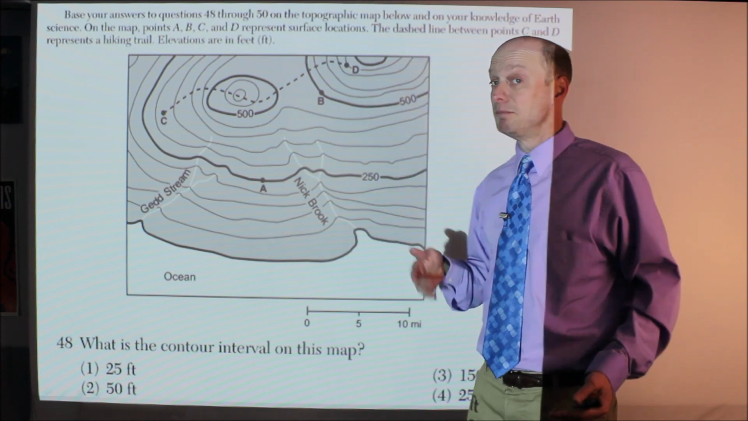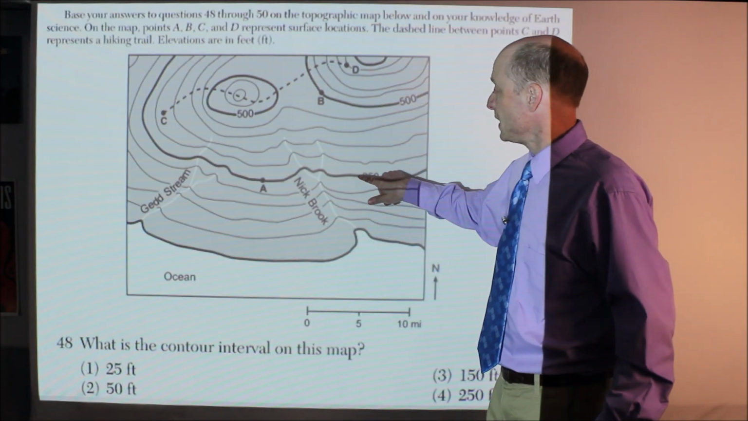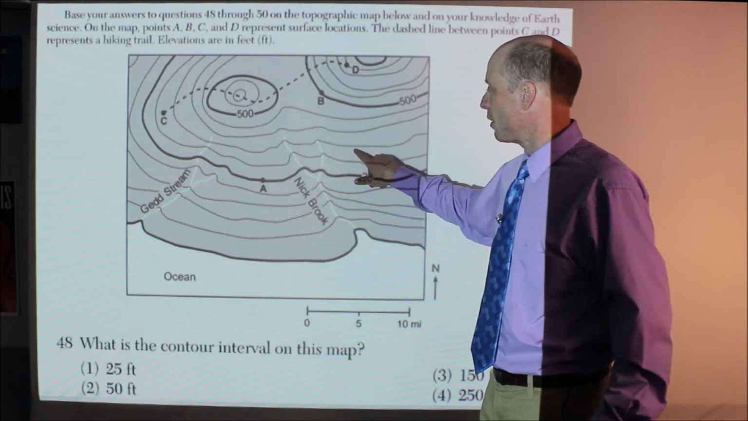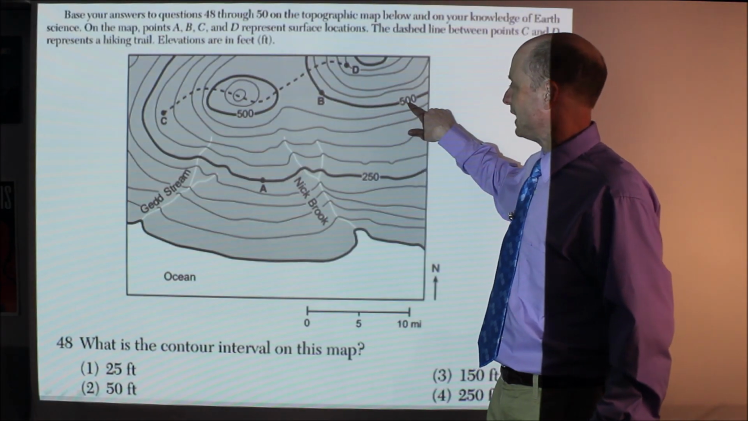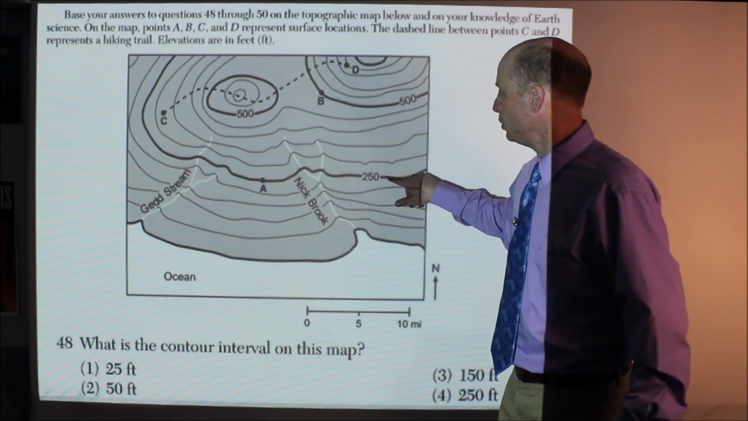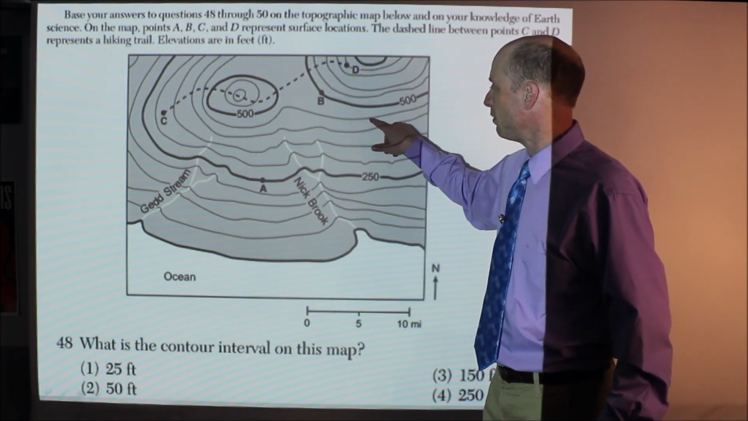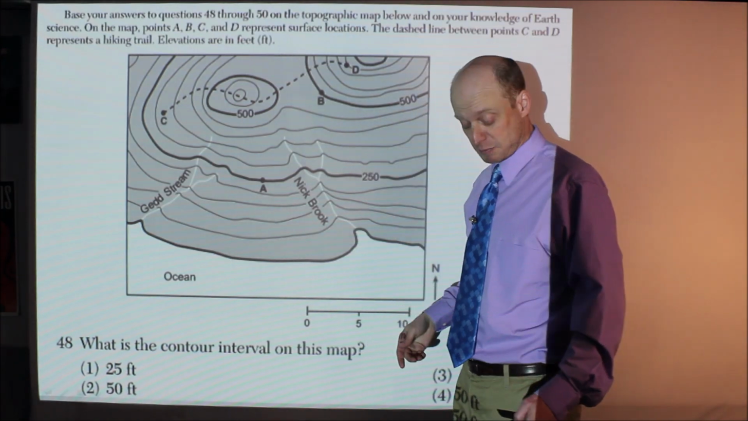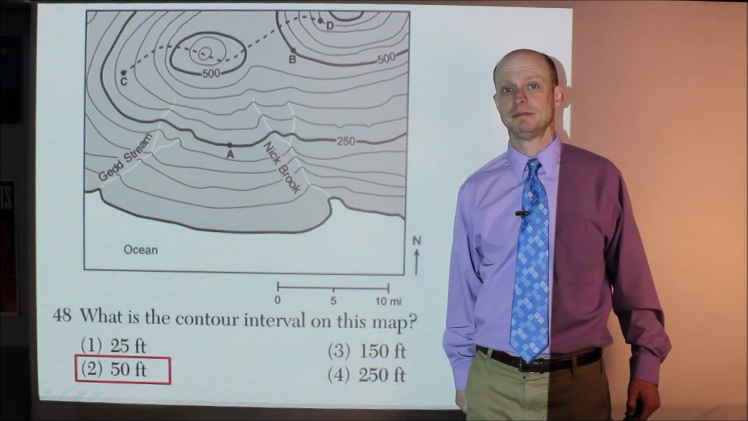What do they count by? The one thing you can do is just count them out. Let's try counting by 25s. If that's 250, that would be 275, 300, 325, 350, 375. But that's not 375, so it can't be 25. Let's try the next one, 50 feet. 250, 300, 350, 400, 450, 500, that's 500. So therefore, it must be choice 2, 50 feet.